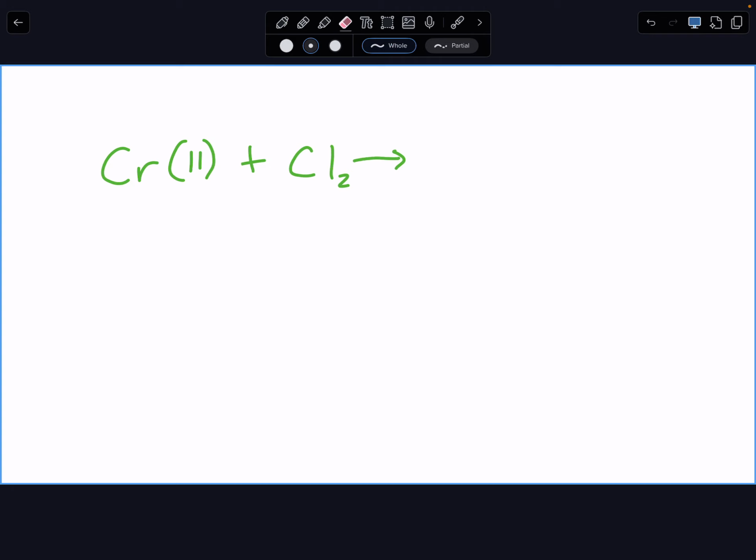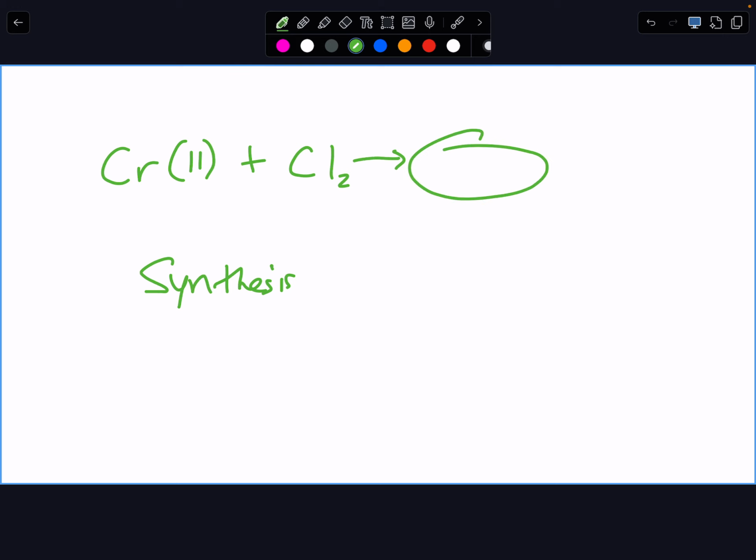Synthesis. How do you know it's synthesis? Right, just two elements, metal, non-metal. How do you write the compound for a metal, non-metal? Cross charges. Okay, chromium has what charge? Two what? All metals, yes please. All Roman numerals are positive.